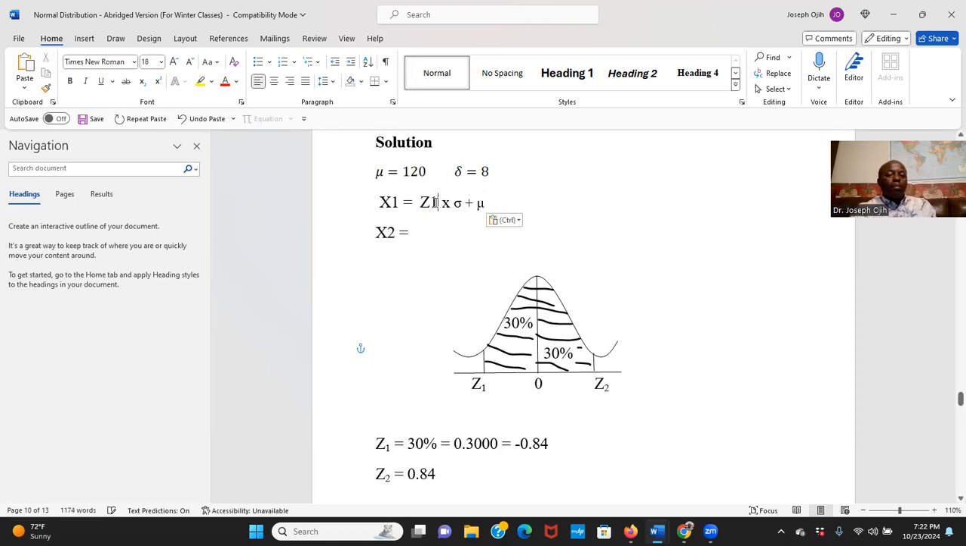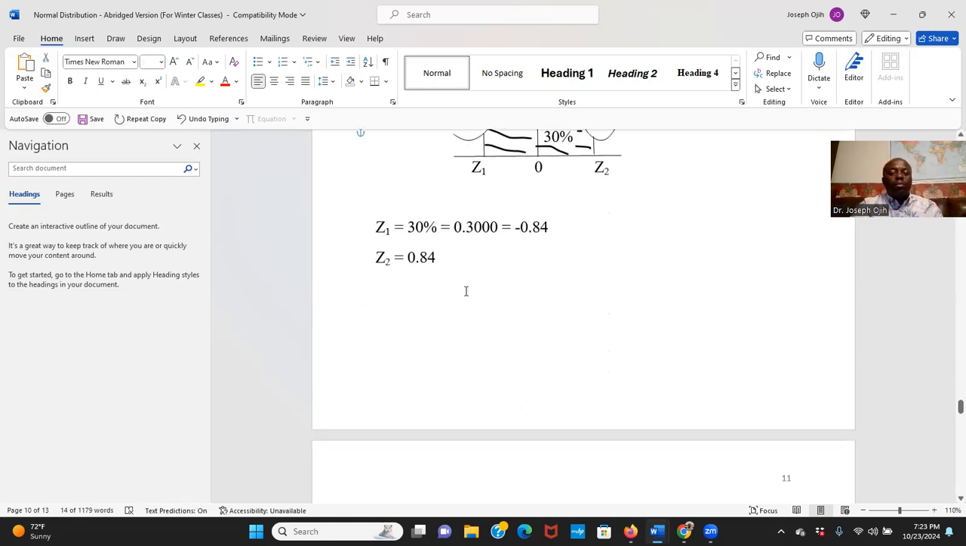Now, this will be our X1 formula. Our X2 formula is the same thing, but we just change the 1 to 2, that's all. So Z2. Same thing, so I'm going to just copy this, so we can get X1 and X2.